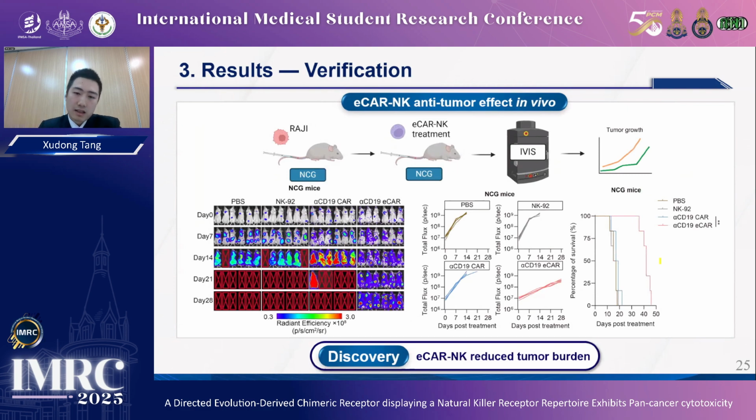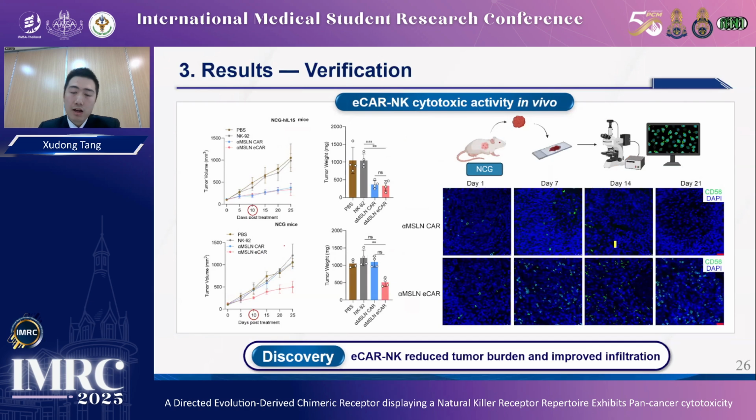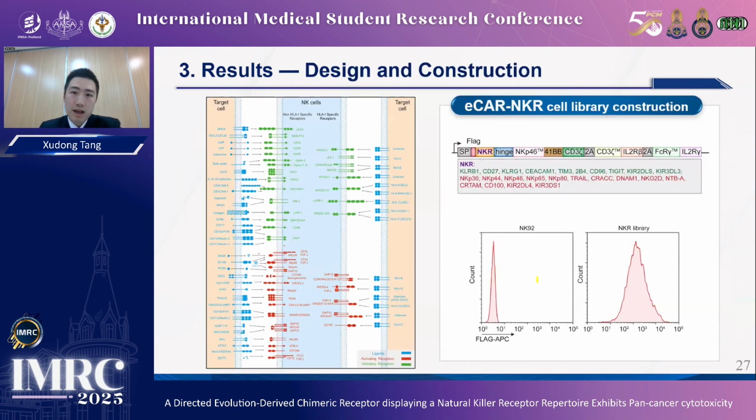However, in the cytokine deficient condition, only our library FSC90 ECAR can restrain the tumor growth and greatly extend the survival of tumor-bearing mice. And also we did the immunofluorescence, and we found our library can reduce the tumor burden and improve infiltration. Okay, and let's get to the second round evolution result.